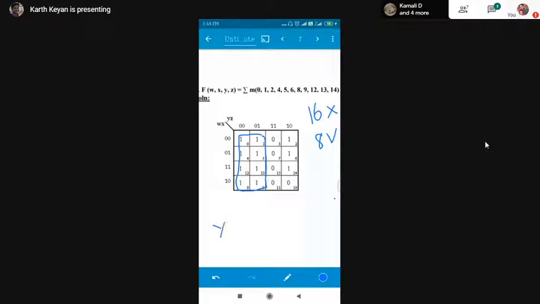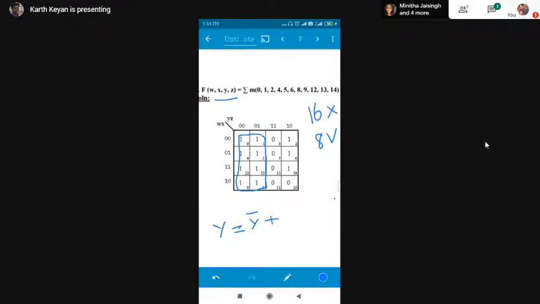Directly I will write the term. On the left side you have WX, on top you have YZ, because the input was given like this: WX, YZ. On the left side there is no common. But on the top we have Y bar Z bar and Y bar Z, and you will take Y bar as the common variable.